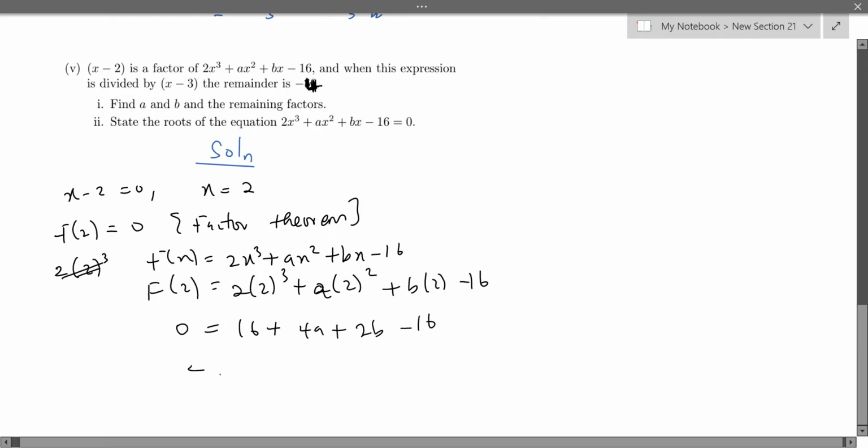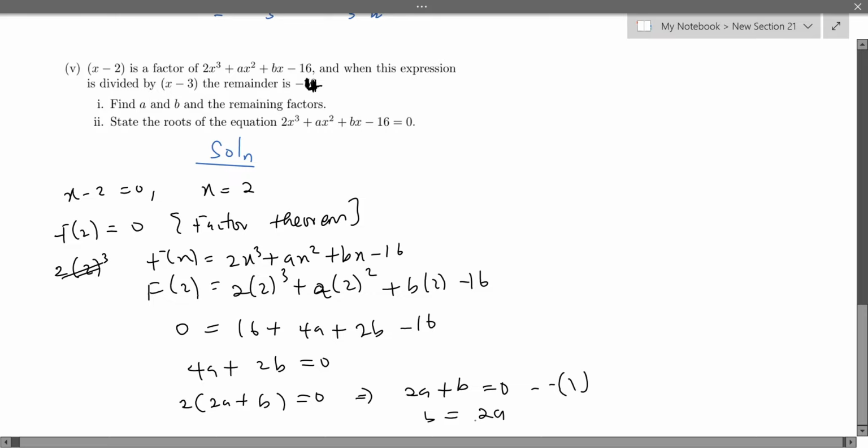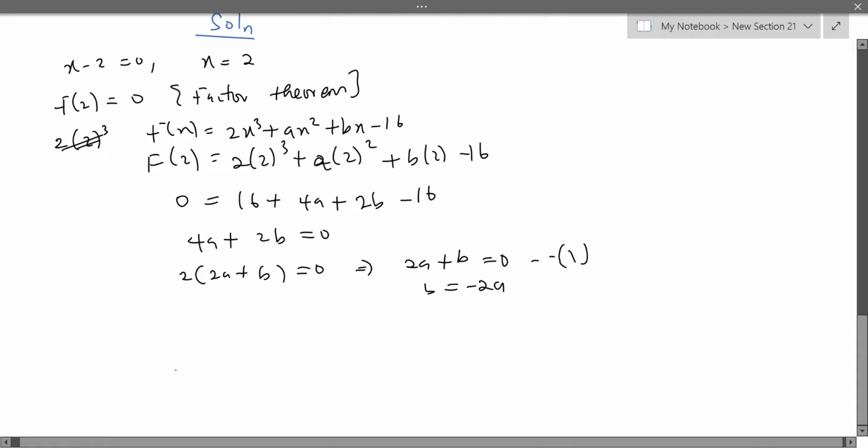So 4a plus 2b equals 0. If you factorize 2 here, you get 2 times (2a plus b) equals 0. If you divide through by 2, you get 2a plus b equals 0. I'll call this equation 1. Or I can say b is equal to minus 2a. So we just use this substitution method probably.